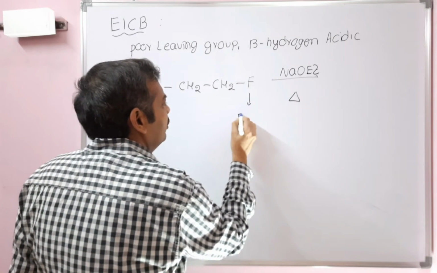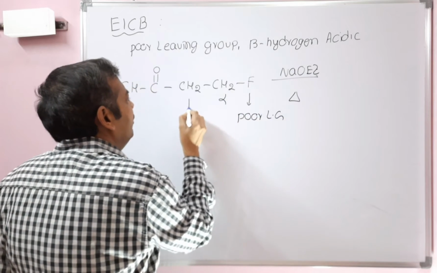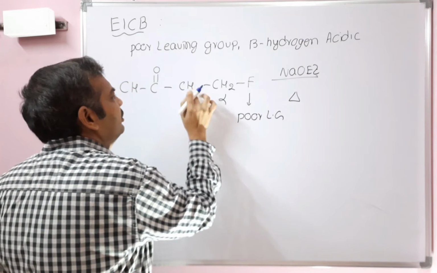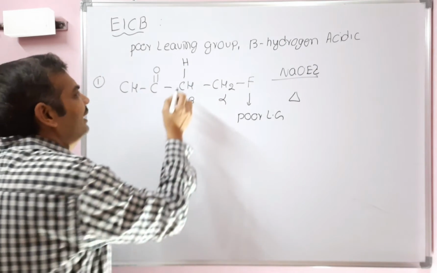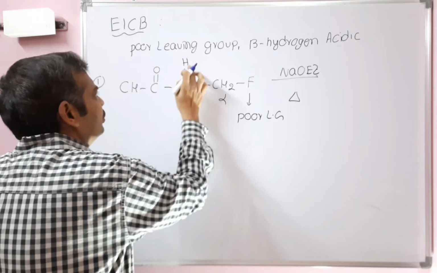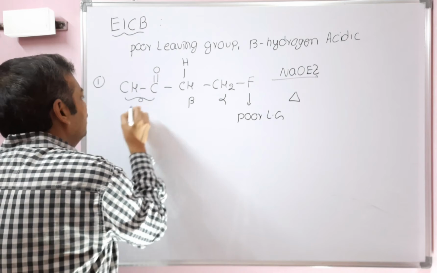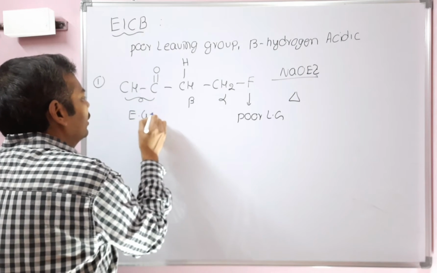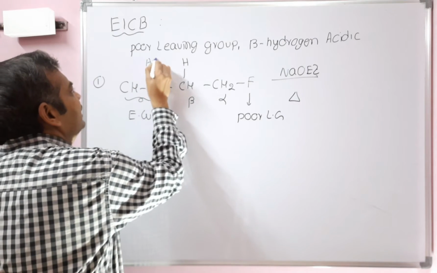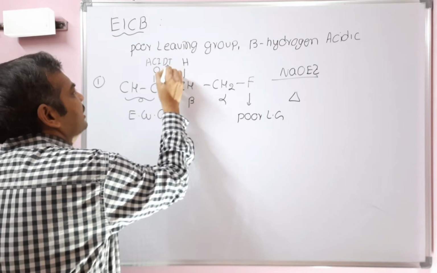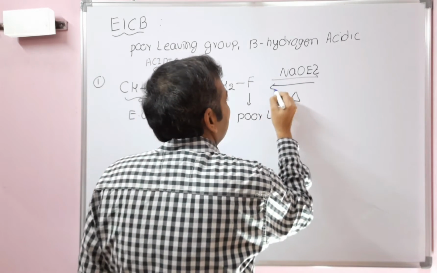It has a poor leaving group, and there is a beta hydrogen. The second condition is that the beta hydrogen should be acidic. For this, the hydrogen-attached carbon should be attached to an electron withdrawing group. An electron withdrawing group is attached to the beta carbon, so this hydrogen is acidic. Since the beta hydrogen is acidic and a poor leaving group is present, it will undergo the E1CB reaction.